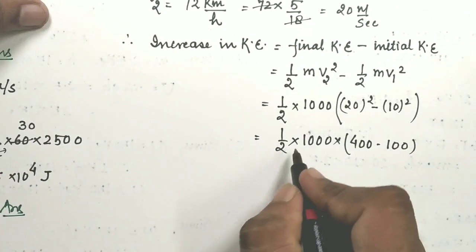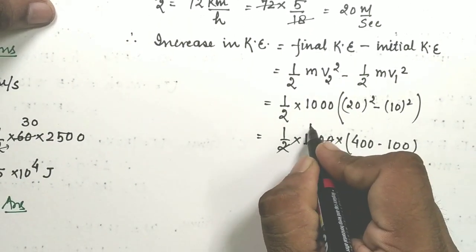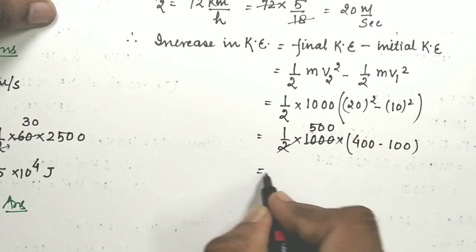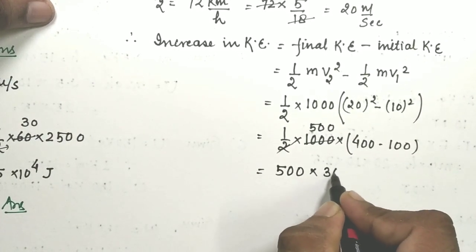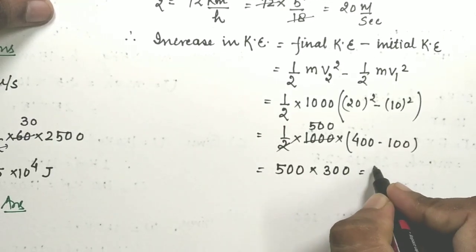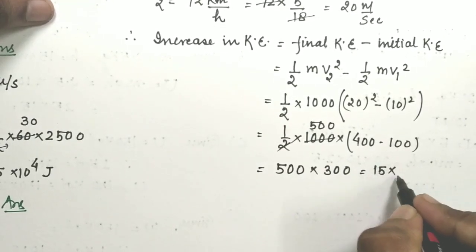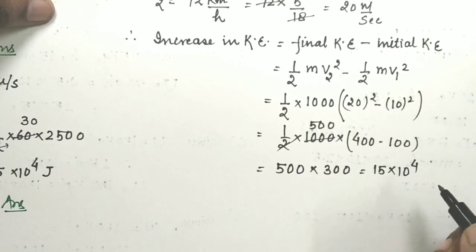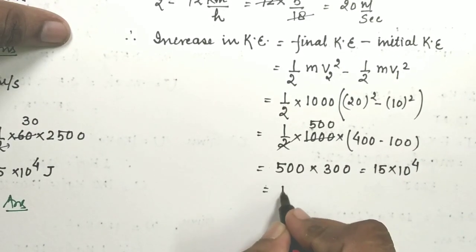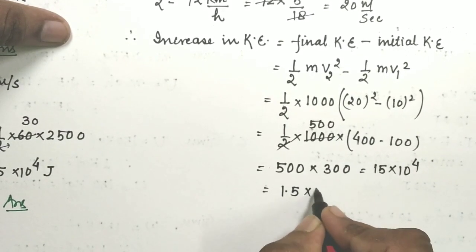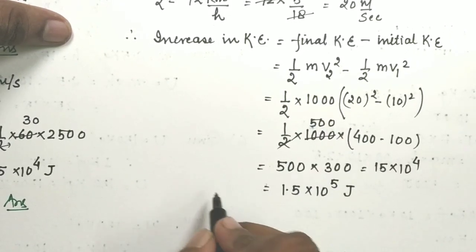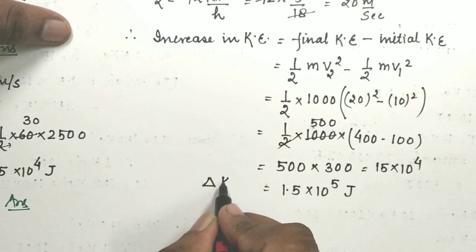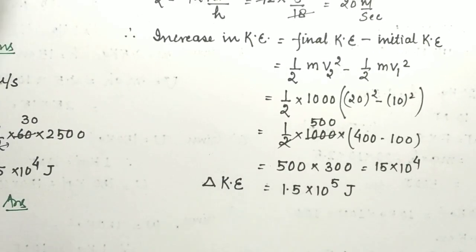It becomes 300, and half of 1000 can be cut as 500. So 500 multiplied by 300, which can also be written as 15 into 10 raised to 4, which can be given as 1.5 into 10 to the power 5 joule. This will be the increase or change in the kinetic energy for this condition.